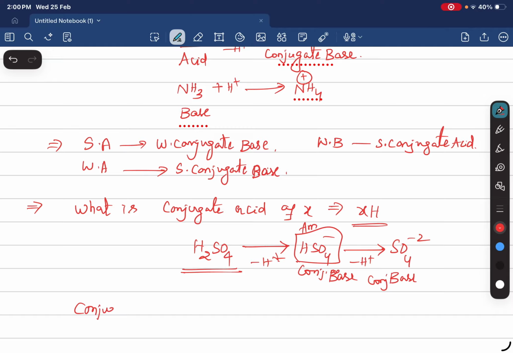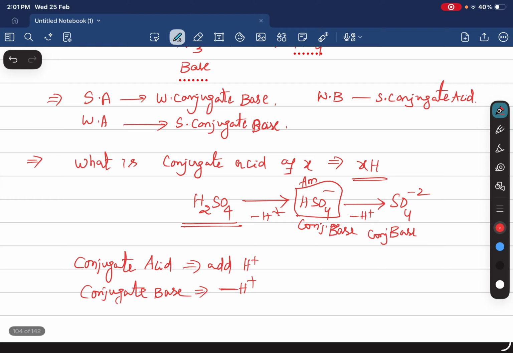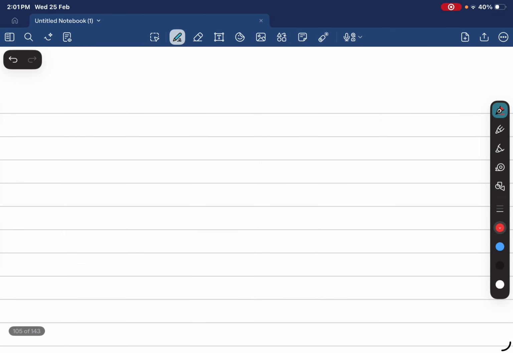Conjugate acid means just add H plus. Conjugate base means subtract H plus. That's all. So this is about the conjugate acid-base pair and the related Bronsted theory.